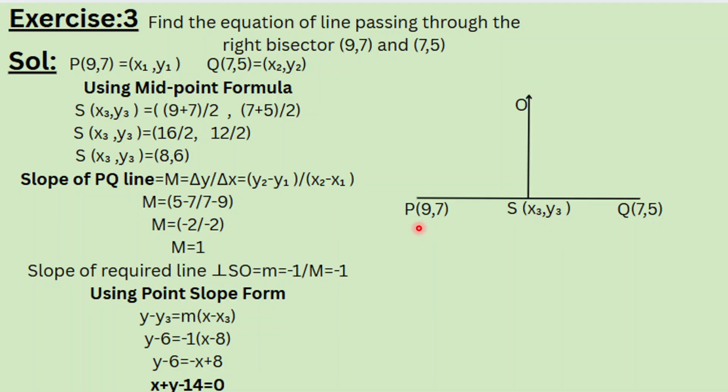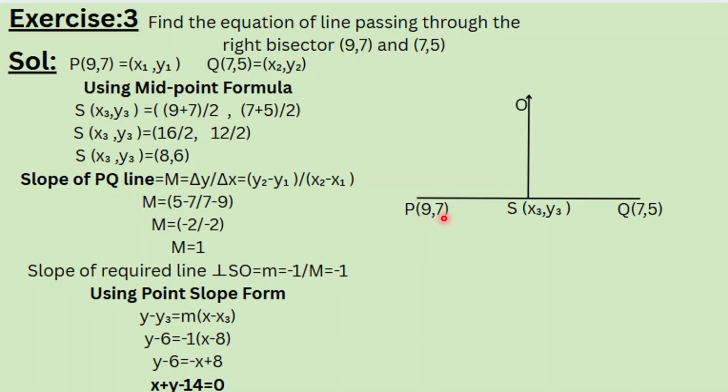x3 and y3. So in order to find the x coordinate of point S, we add 9 plus 7 over 2, as the value of x1 is 9 and the value of x2 is 7. So 9 plus 7 over 2 and 5 plus 7 over 2. So 9 plus 7 is 16 over 2 and 12 over 2, and the final answer is 8 and 6. So the coordinates of this point are 8 and 6. Now if you find the slope of this line PQ, then we can easily calculate the slope of the line SO.